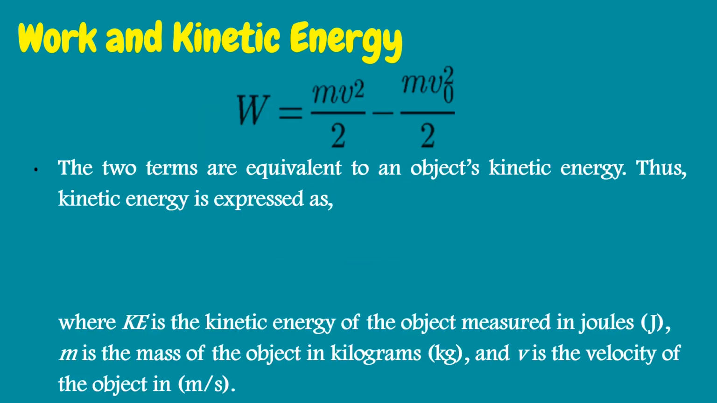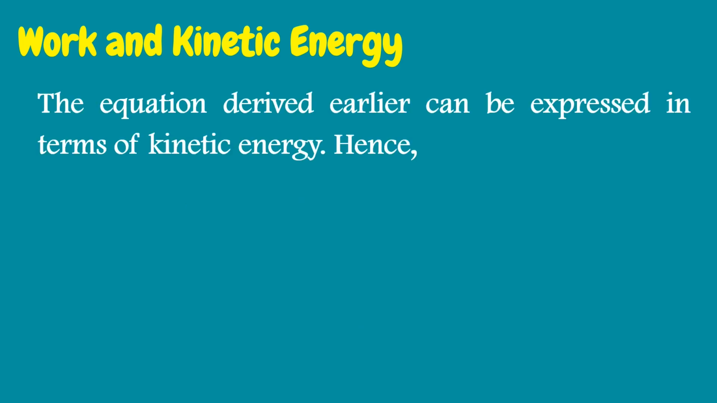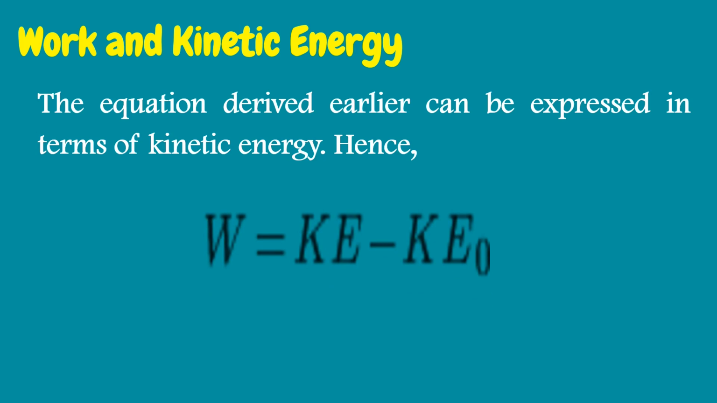The two terms are equivalent to an object's kinetic energy. Thus, kinetic energy is expressed as KE = 1/2 mv², where KE is the kinetic energy of the object measured in joules, m is the mass of the object in kilograms, and v is the velocity of the object in meters per second. The equation derived earlier can be expressed in terms of kinetic energy. Hence, work is equal to final kinetic energy minus initial kinetic energy.